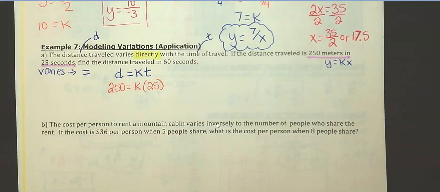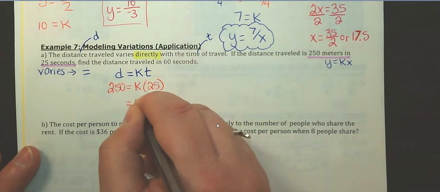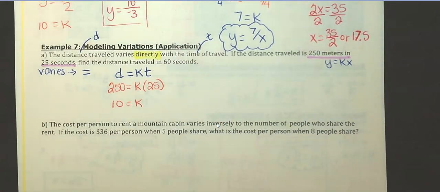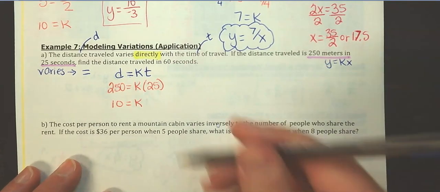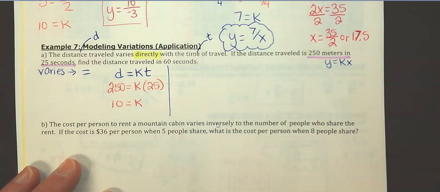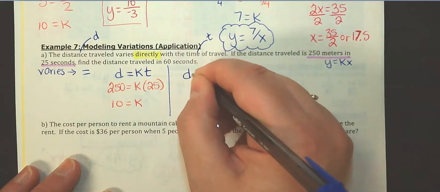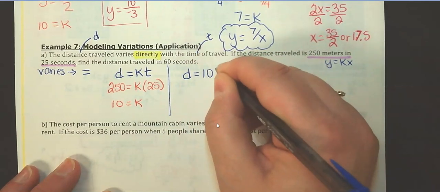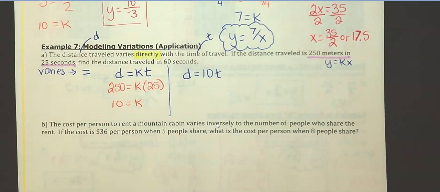All right, all you got to do, we're just going to divide both sides by 25 real quick, and that's going to give me that my constant of variation there is 10. So just a general formula for any situation here would be distance equals 10 multiplied by my time in seconds. All right, now this is kind of similar to those questions above.